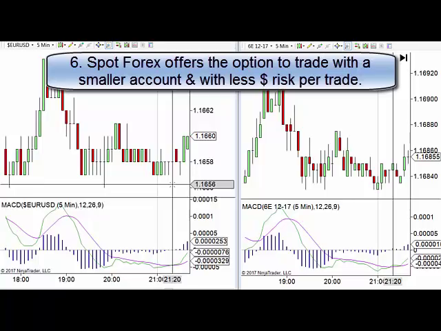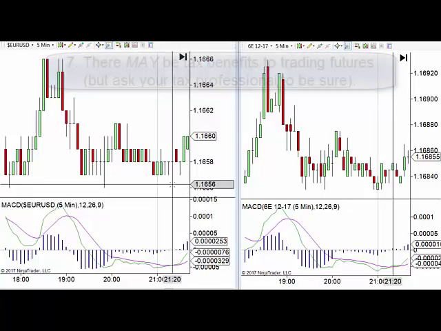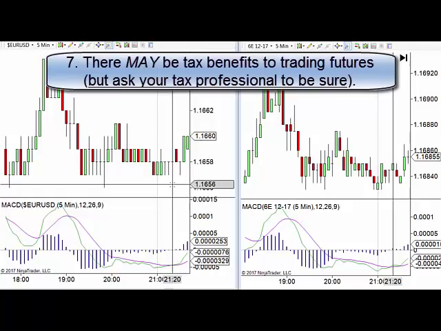One of the things that a lot of people don't tell you is that, at least here in the United States, there may be tax benefits to trading the futures market over against equities, that would include exchange traded funds, or the spot forex market. So I am not a tax professional. I'm not giving you tax advice on that. I'm just saying that that's a possibility, and to talk to your CPA or a tax professional about that, because that can potentially make a big difference at the end of the year as to how much money you actually end up putting in your pocket.